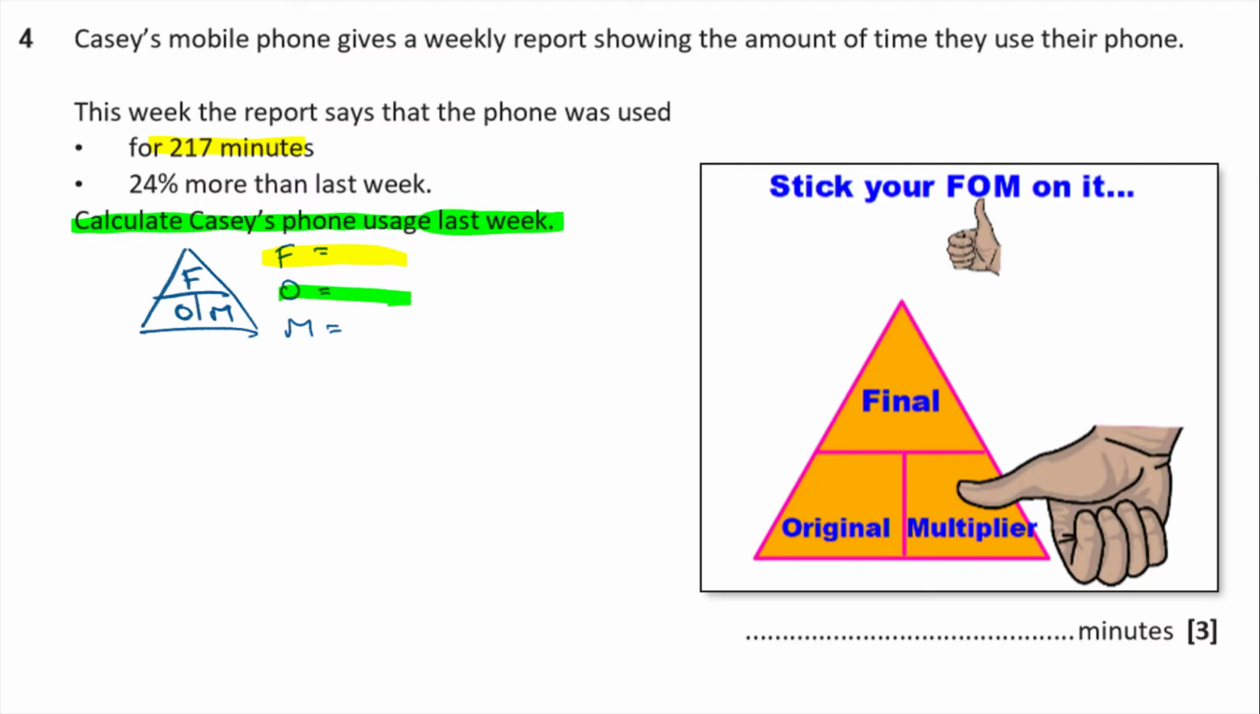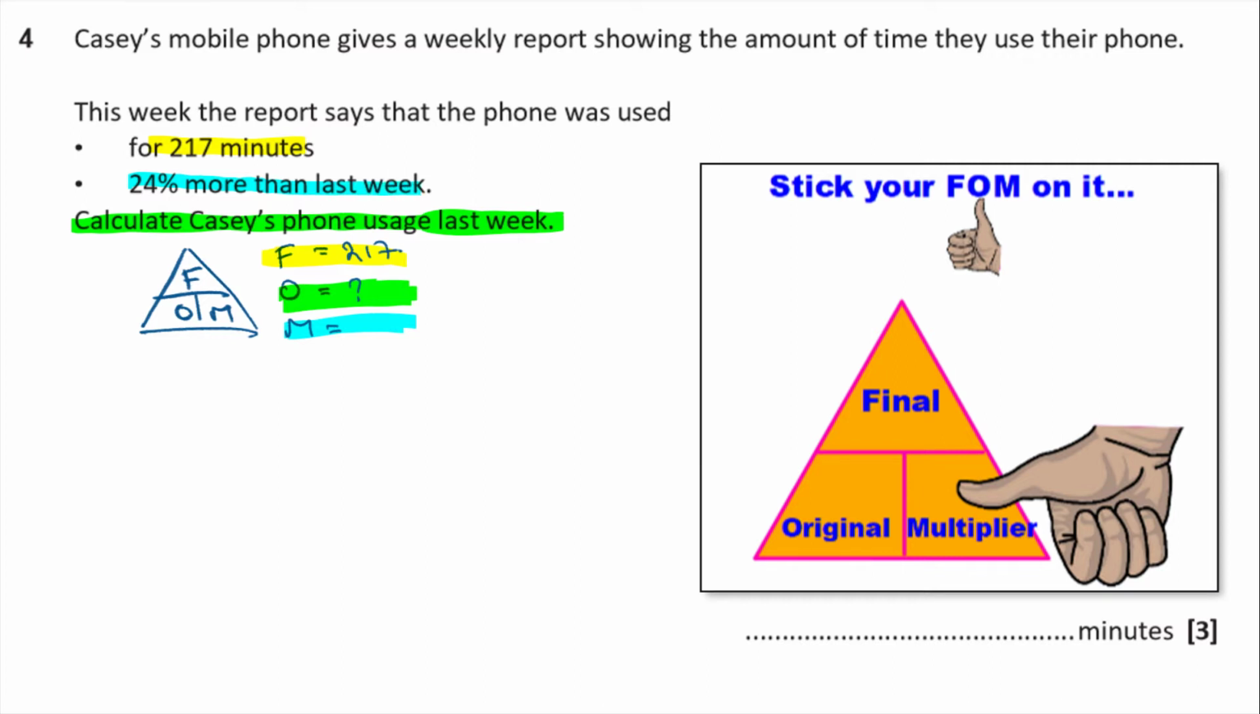So to sort out between the original and final, you just need to think about the tense, present, past. So the final is in the present tense, and the original is in the past tense in this case. Okay, so I know that that one is the one I want to find, and the final is 217. I know that the multiplier then, what's the multiplier? It's 24% more than last week. Okay, so it's an increase of 24%.